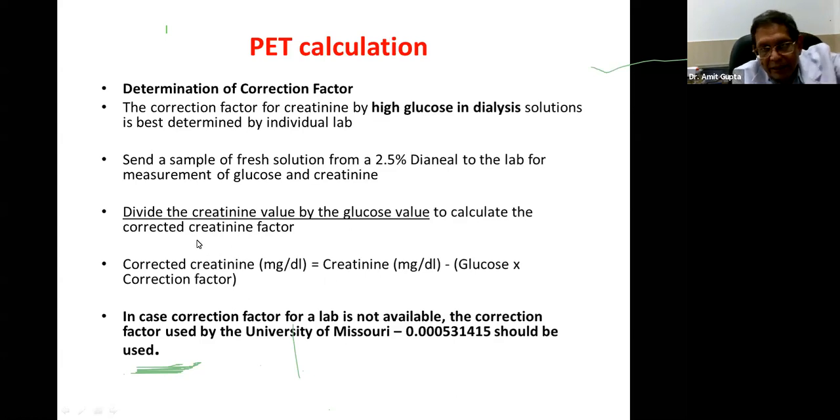So whatever creatinine your lab has measured should ideally be corrected for the high glucose that you're instilling while doing this test. And in case the correction factor for your lab is not available, the University of Missouri, which first did this peritoneal equilibration test, has given a correction factor.